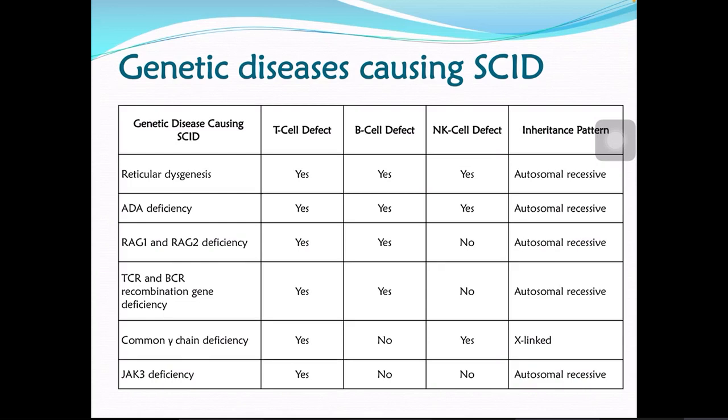So I've just put down a table for you, just for your information. I don't think it is possible for you to know this in detail. If you just go on the web and type SCID, then you might be able to see the full table. So here you can see that many of them are autosomal recessive, and the different disorders, they talk about which parts of things are affected. You see that in reticular dysgenesis, you have T cells, B cells, NK cells all being affected. But in some of the other entities, maybe one or two groups of cells may not be affected.